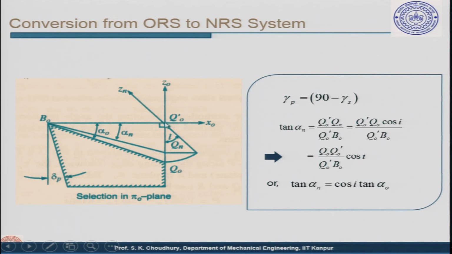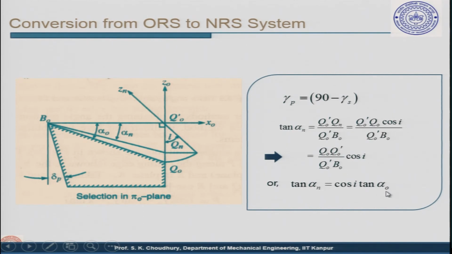All right. This is simple geometry, and from here you can find that this is cos I and this one is tan of alpha 0 in the orthogonal rake system. So, altogether, tan of alpha n, which is in the normal rake system, is equal to cos of I, which is also in the Juarez system, times tan of the orthogonal rake angle.